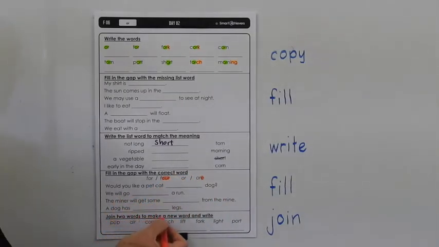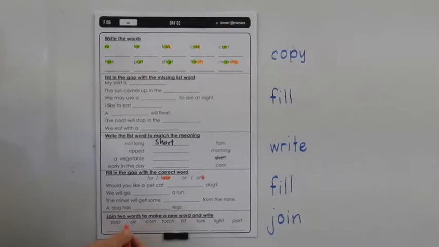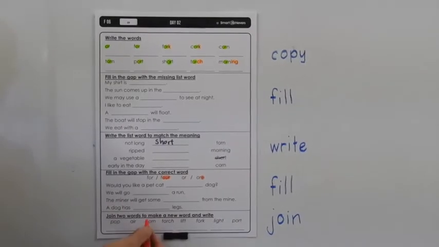Join two words to make a new word and write. So we're making some more compound words here. We could have popcorn, air. I wonder what would go with air. Airport and corn. You could work out the rest of those on your own.